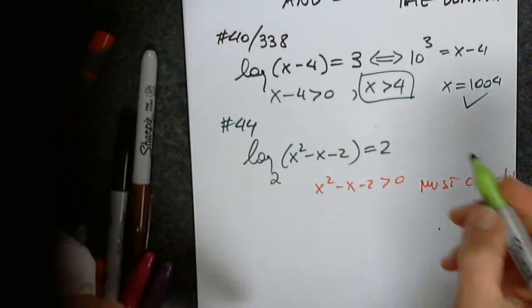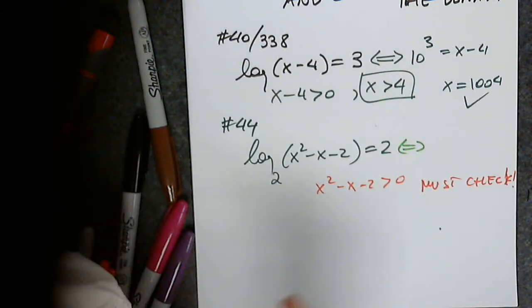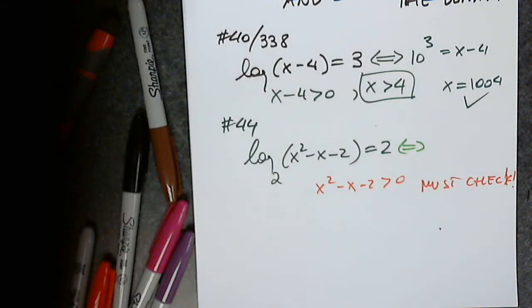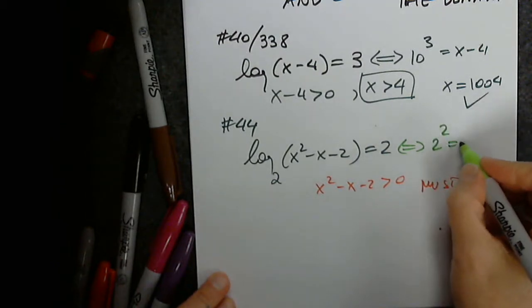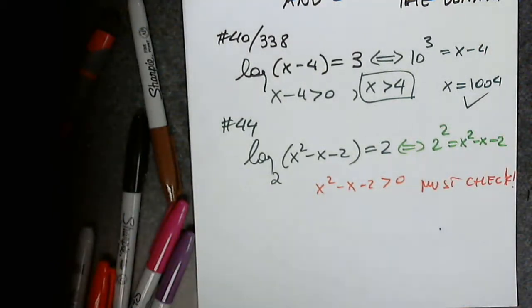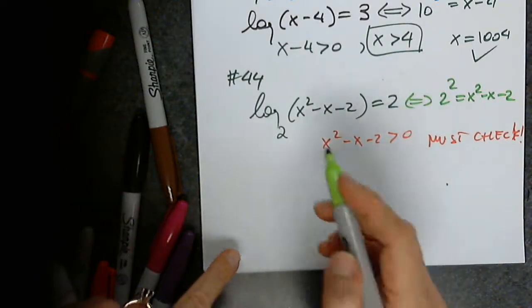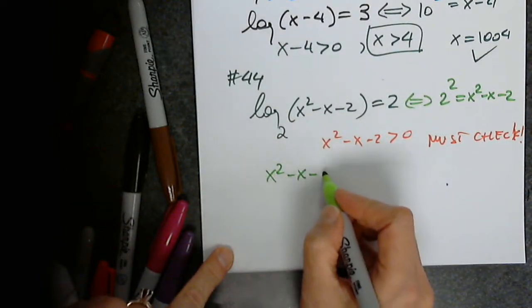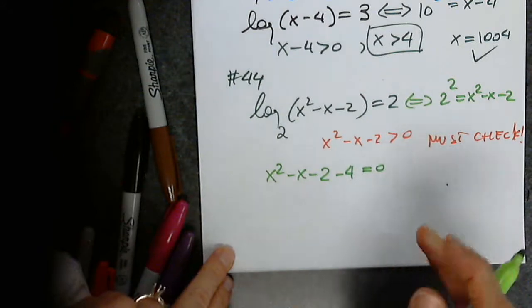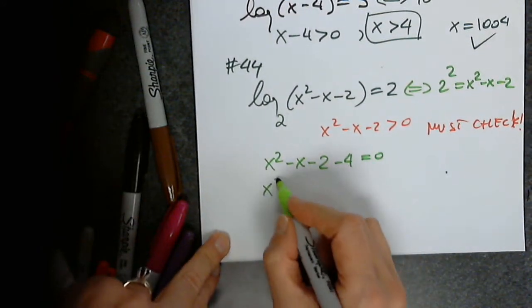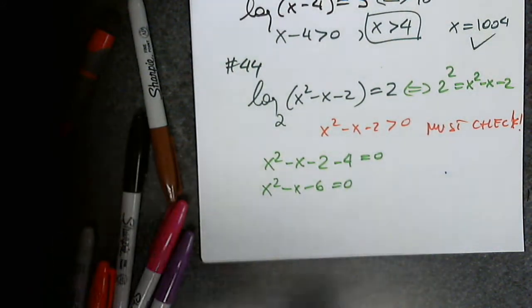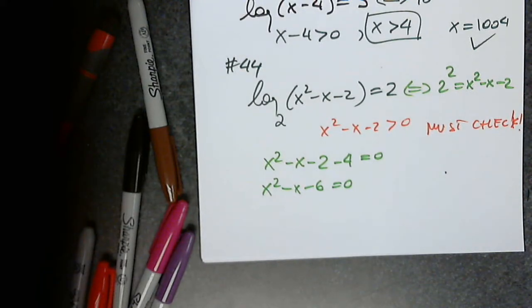Okay, so then now I will convert it. How do I convert it? I don't know how to solve this. 2 squared equals x squared minus x minus 2. So then x squared minus x minus 2 minus 4 equals 0. And x squared minus x minus 6 equals 0. Okay. I have it in my mind. I must check. It's a must. I was too lazy to find the domain, but I can't be lazy when it comes to checking.